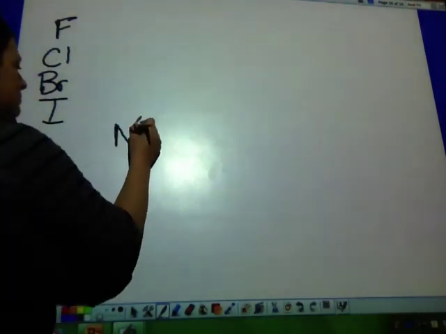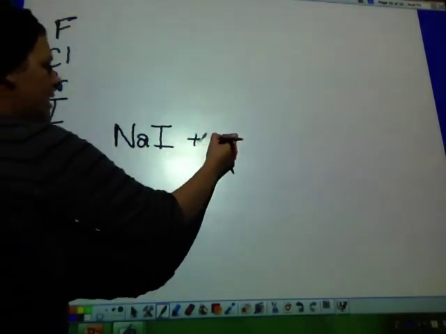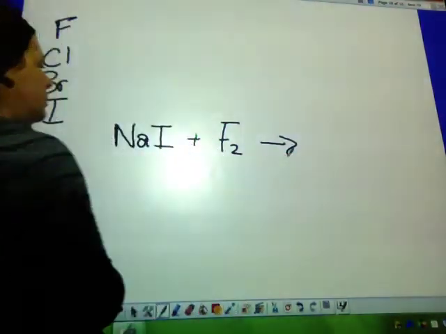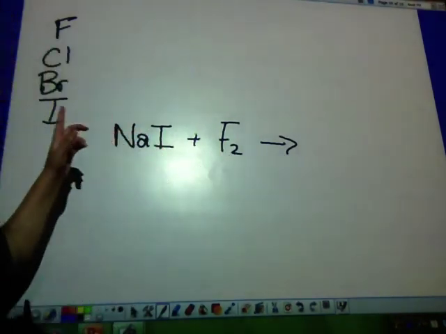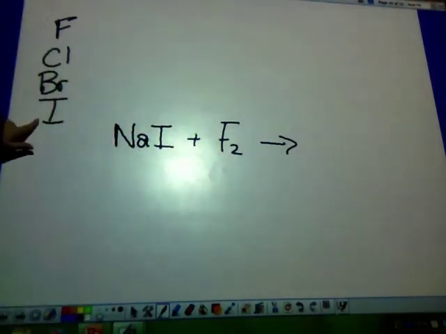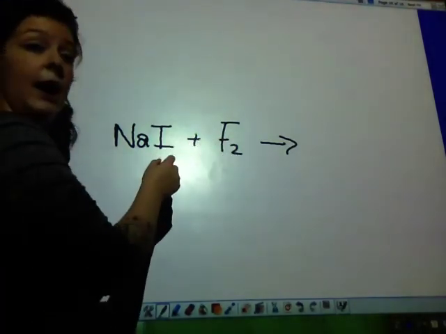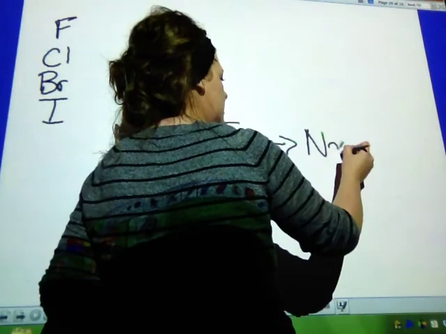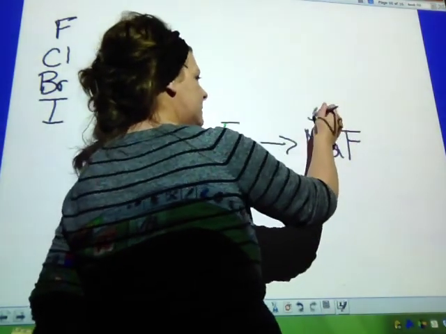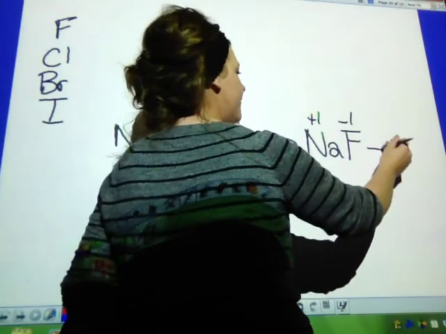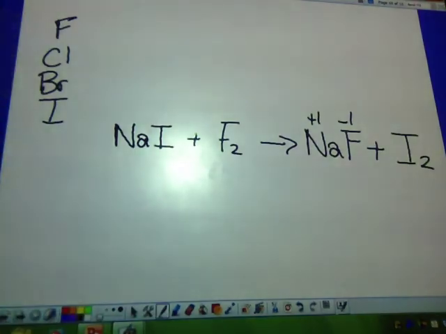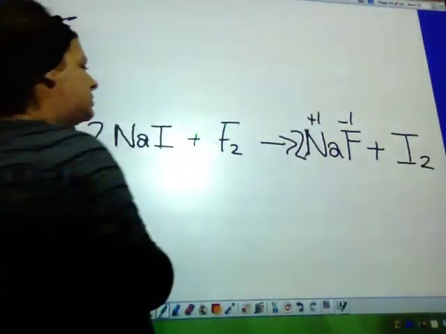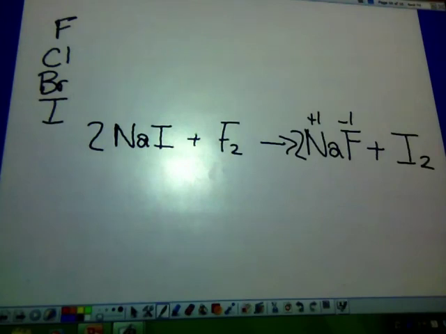So let's say we had sodium iodide reacting with fluorine. Can fluorine take the place of iodine? Fluorine is up here, iodine is down below it. Fluorine can kick out iodine. So I could get sodium fluoride, which I know Na is a +1 charge, F is a -1 charge, so NaF, plus iodine, and iodine by itself is diatomic, I2. So then I need to balance, 2 and 2, there we go. So that reaction can happen. But if I did the opposite of that, it wouldn't be able to happen.